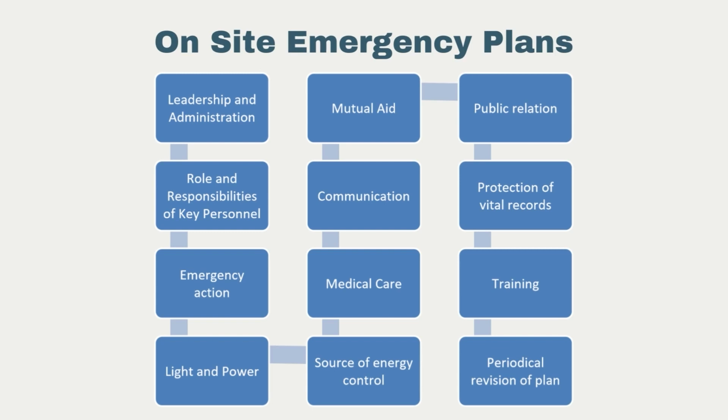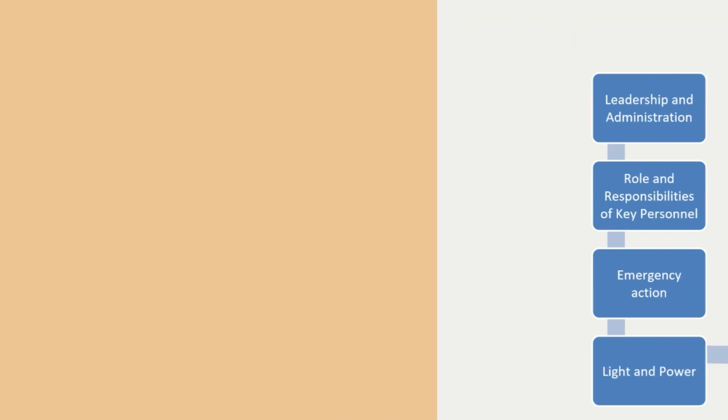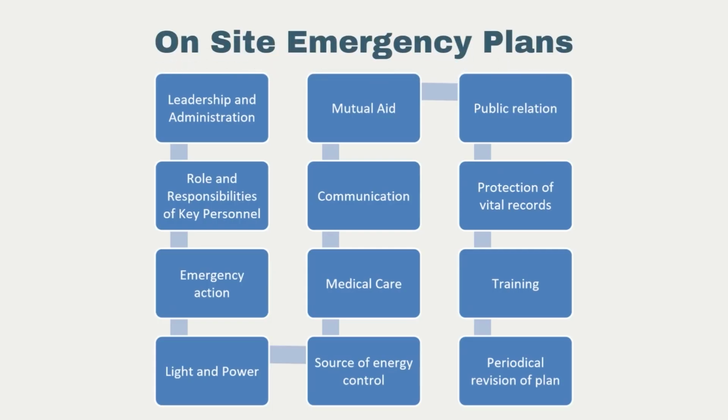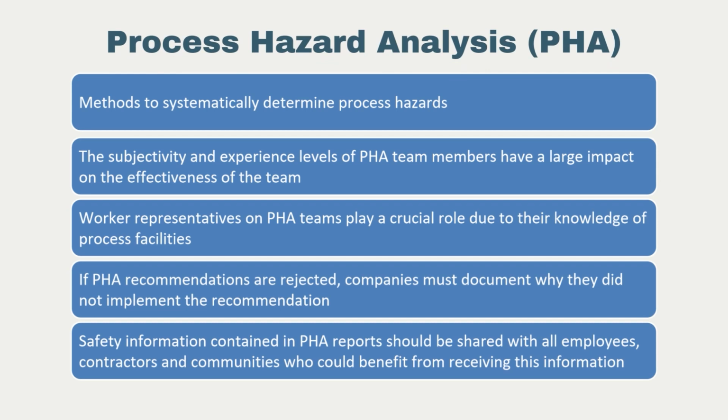Mutual aid between the parties involved. Good public relations. In the end, one has to protect the vital records and the event-based records. Regular training of the staff as well as the community, and then the periodical revision of the plan based on the past experience. What is process hazard analysis?